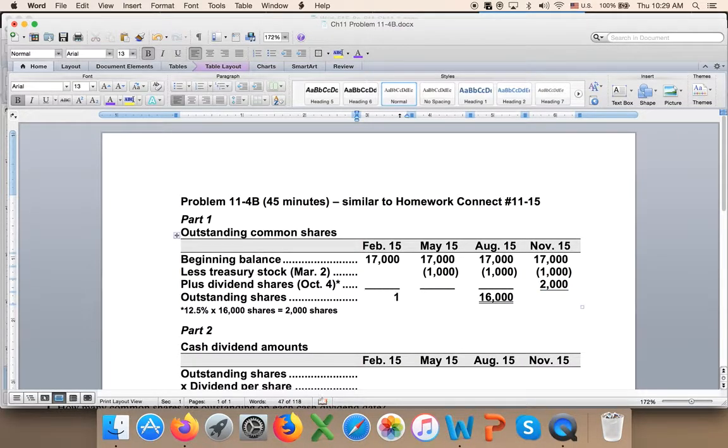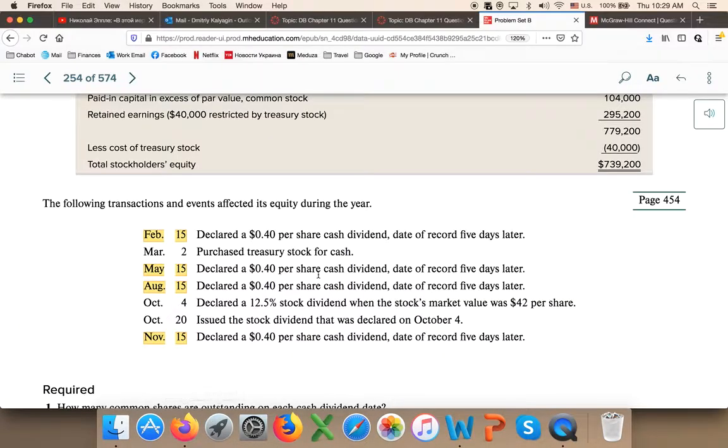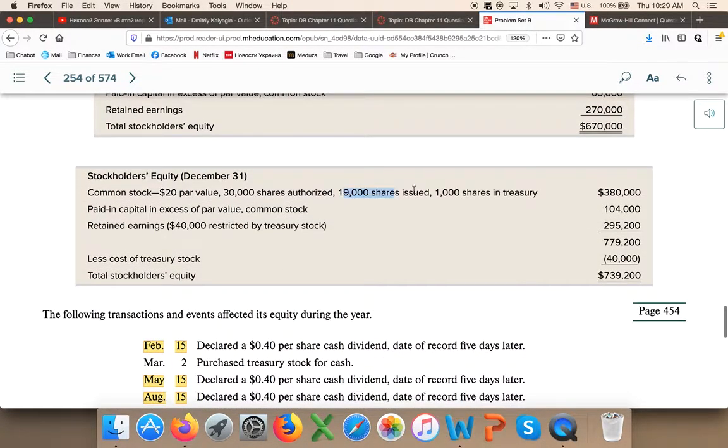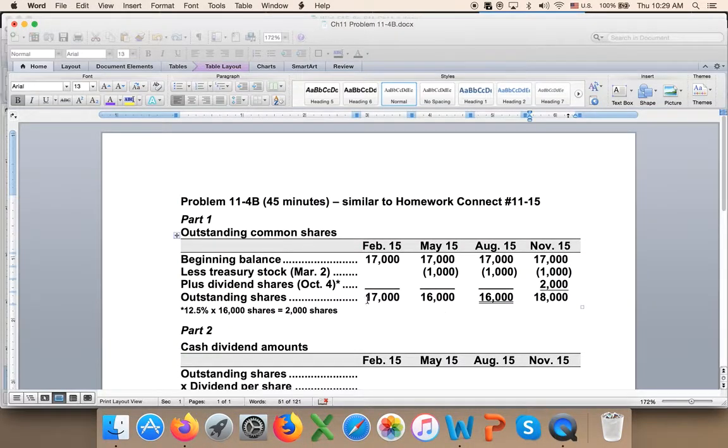So February 15th, we have 17,000 shares. And May 15th, we have 16,000 shares. And November 15th, we have 18,000 shares. By the way, I already mentioned it. It should make total sense because if I go back to the end of the year, 19,000 minus treasury gives you 18. And that's what I have right here, 18,000 shares. Okay, so this is question number 1.